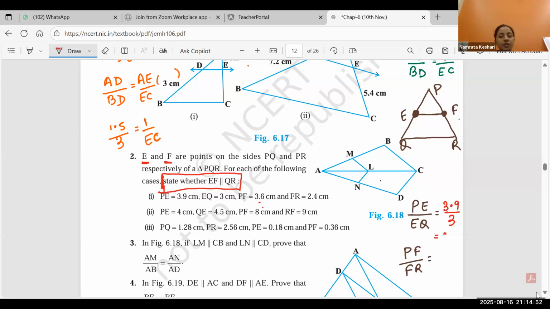Okay, so we will have 39 over here by 30 over here. Ma'am, I got 13 by 10. Please check for the other one. PF by FR, is that also 13 by 10? No, it's 3 by 2. That means these two are not parallel. Okay, EF is not parallel to QR. For sub part 1 it is not parallel. Okay, now we will be checking for sub part 2.